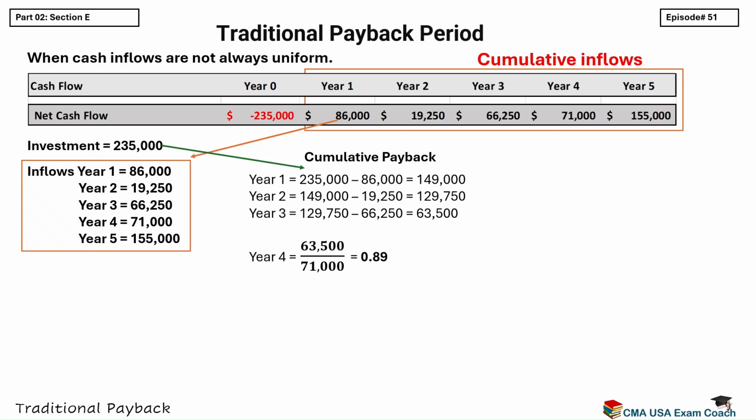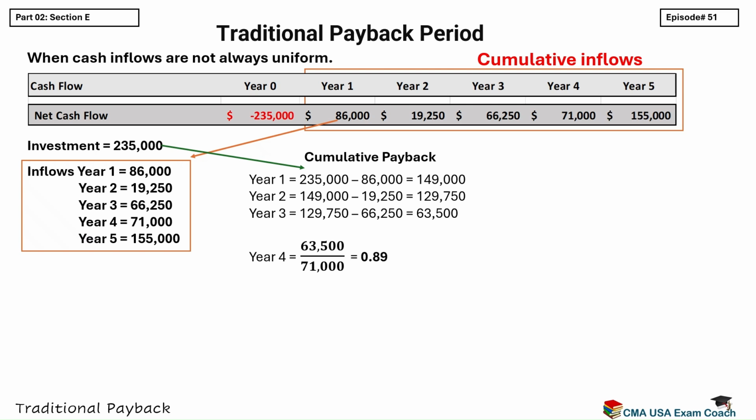We start with the total initial investment of $235,000. In year 1, we receive an inflow of $86,000. To find the remaining investment to recover, we subtract this inflow from the total investment, which gives $149,000 still to recover. In year 2, the inflow is $19,250. Deducting it from the year 1 recoverable amount of $149,000 gives us $129,750 to recover as of year 2.